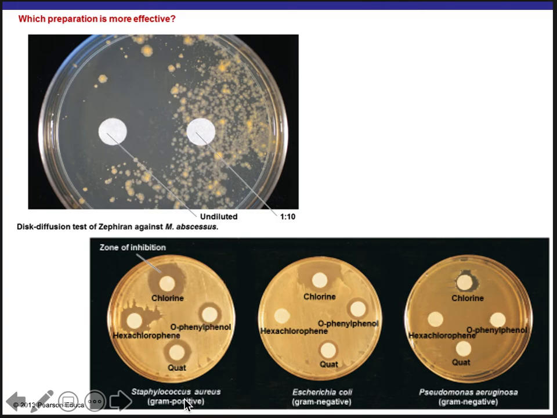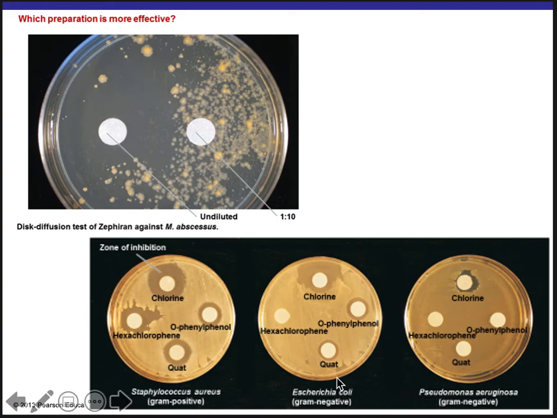Here we see different types of bacteria, right? Staphylococcus aureus, which is a gram-positive organism. We have E. coli, which is a gram-negative organism. And then we have Pseudomonas aeruginosa, which you know has that rapid efflux pump. So quats, the hexachlorophene, I know we haven't talked about these chemicals yet. We're going to. O-phenylphenol, which is the active ingredient in Lysol, chlorine, which you would associate with bleach, right? And only the bleach was able to start to have some inhibition, and the others had no effect, likely due to that rapid efflux pump. Okay.